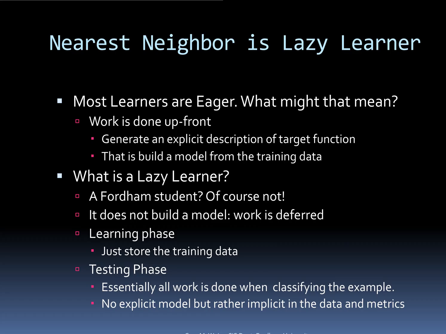At this point, the algorithm uses the stored data and metrics to make decisions without having an explicit model. This approach contrasts with eager learning, where a model is generated to describe the target function early on. Lazy learning can be advantageous in situations where model building is complex or unnecessary for the task at hand.